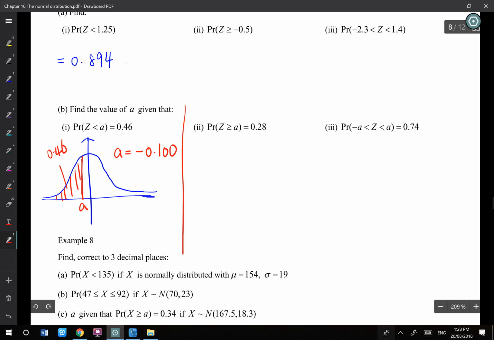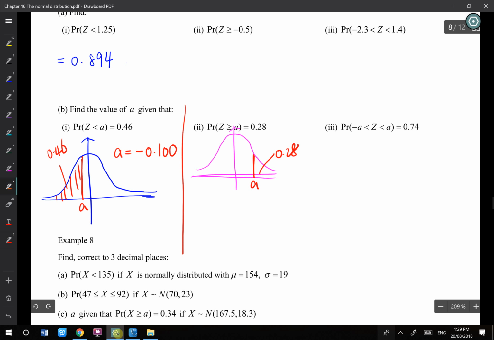Okay, let's have a look at the next one. Probability Z greater than A is 0.8. Well, A must be on this side. I don't really care which side that is, but I have the A value here. This area I know is 0.28, but that's not a helpful area. What's the area I need to use?